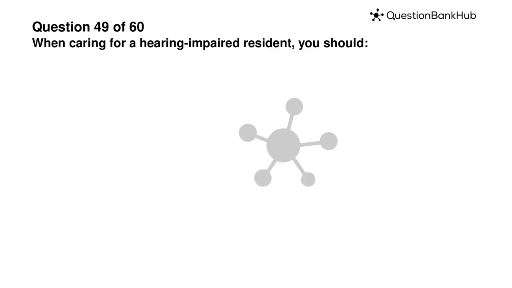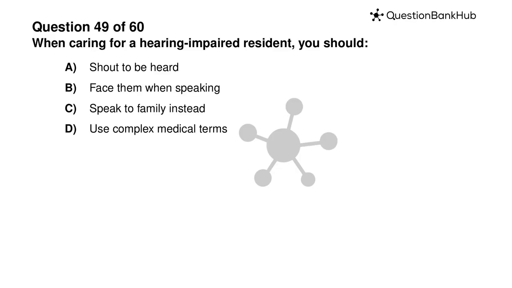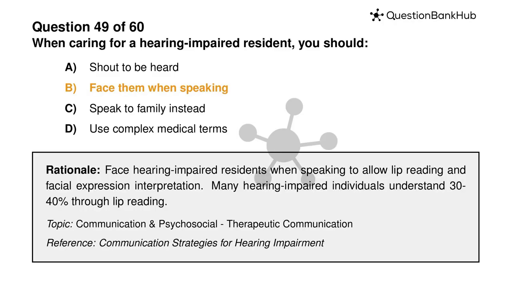Question 49. When caring for a hearing-impaired resident, you should: A. Shout to be heard. B. Face them when speaking. C. Speak to family instead. D. Use complex medical terms. The correct answer is B. Face them when speaking. Face hearing-impaired residents when speaking to allow lip reading and facial expression interpretation. Many hearing-impaired individuals understand 30 to 40% through lip reading.